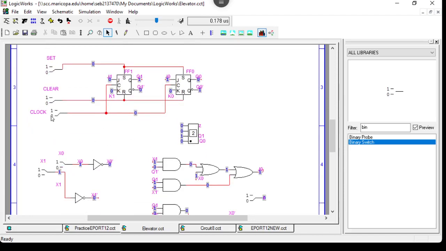Next, we click it one more time, and we shall see both Q1 and Q0 being toggled to 1 on the next positive clock pulse. As you see, Q1 and Q0 are both toggled as 1, and it outputs number 3.